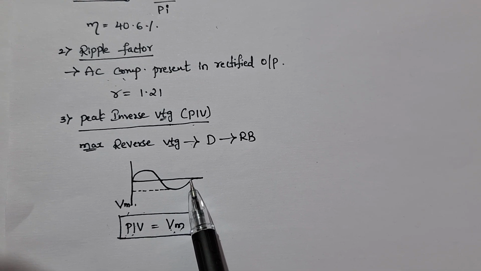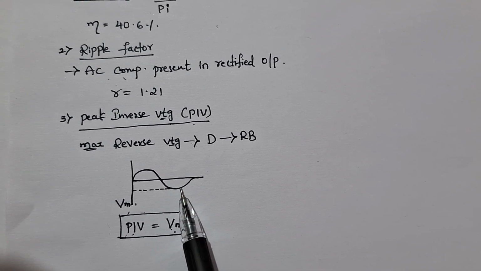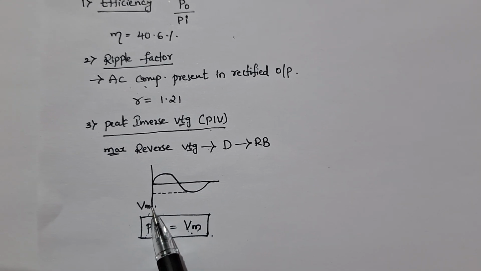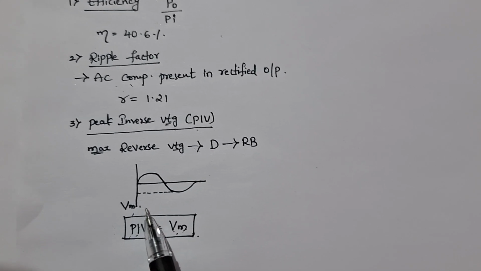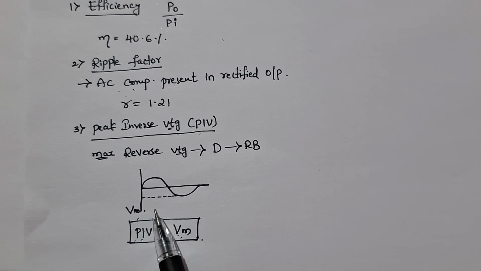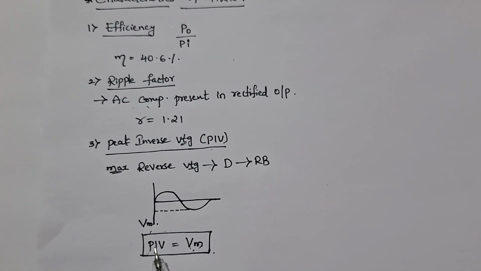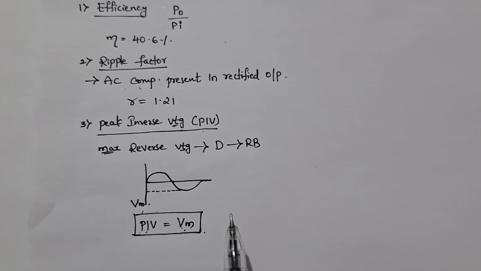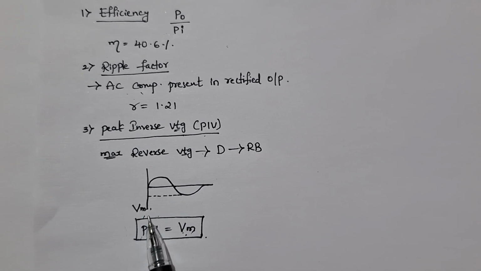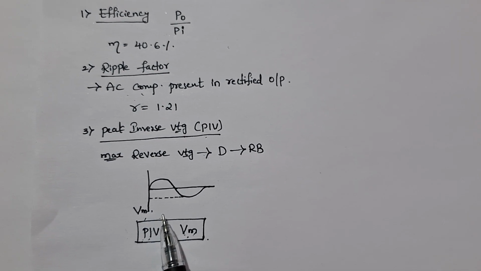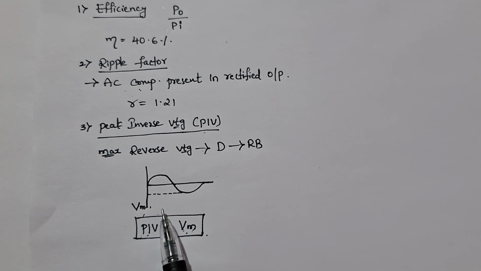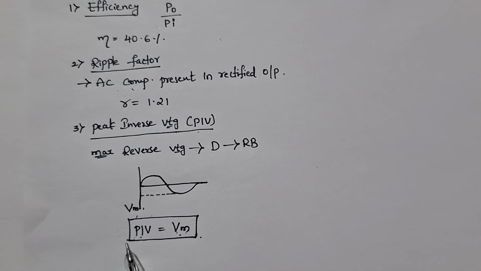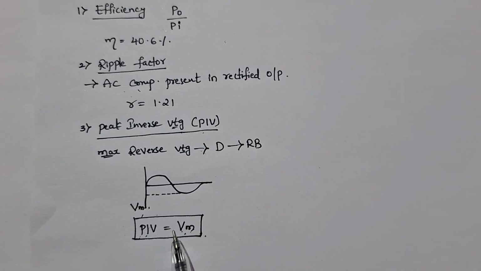So during reverse bias condition the peak voltage was Vm, so the maximum reverse voltage that can appear across the diode when the diode is connected in reverse bias condition is Vm. So across the diode, we can write PIV, meaning peak inverse voltage, equal to Vm.